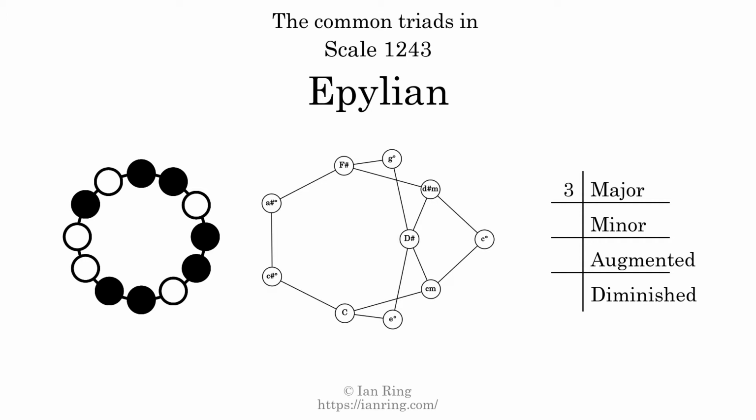There are 3 major triads. There are 2 minor triads. There are no augmented triads. There are 5 diminished triads. Here is a Hamiltonian path of parsimonious voice leading that uses all the triads.